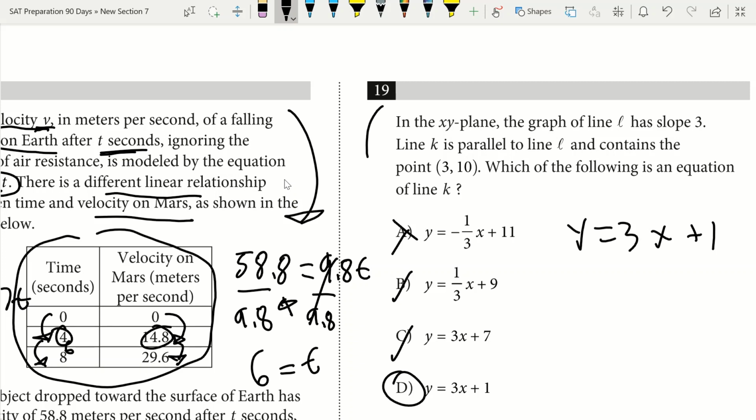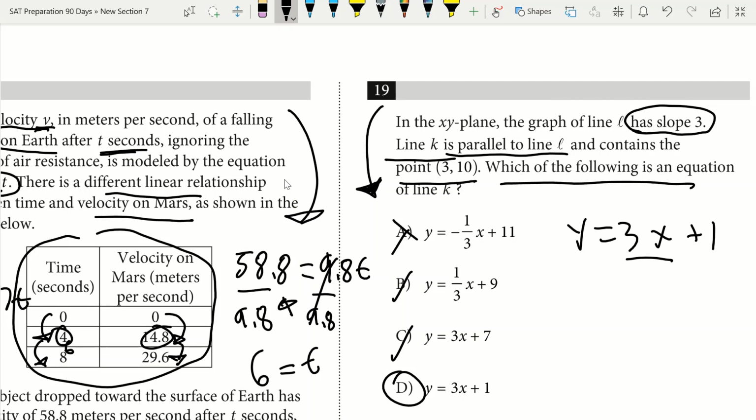One thing I would recommend doing on the SAT math section is writing your equation as you read your problem. You saw when I read that I had a slope of 3, I immediately wrote y equals 3x. If I have a slope of 3, my equation is going to be y equals 3x. Especially when it said line K is parallel to line L, that tells me line K also has to have a slope of 3. Next thing I read is that line K has point (3, 10), and then I saw that I was asked for the equation of line K.